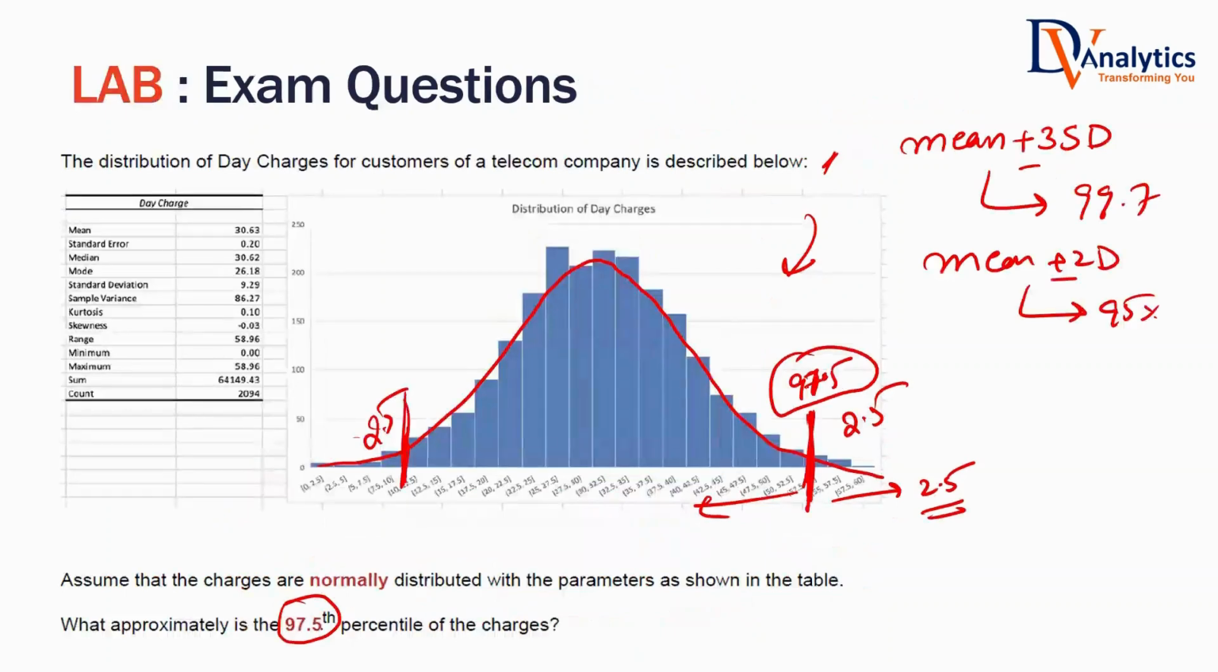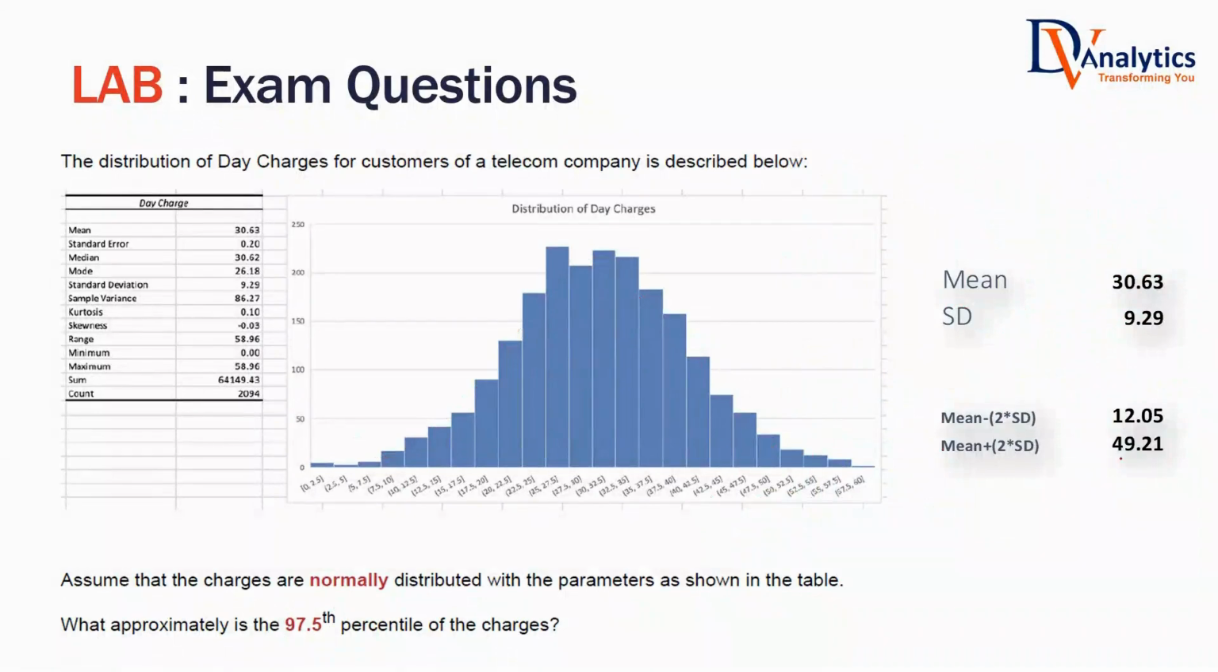So if somebody is asking what approximately is the 97.5th percentile, they have just turned the previous question into a different question instead of asking middle 95. I don't care about the left hand side; I am caring about the right hand side only. What will be this value? That will be mean plus 2 into SD, which is mean 30.63 plus 2 into SD. We have already done that math. Mean plus 2 SD will be 49.21. The 97.5th percentile of the charges will be 49.21. So that is the answer for that question.